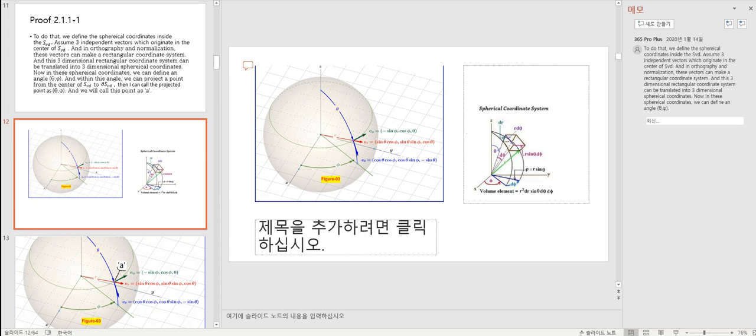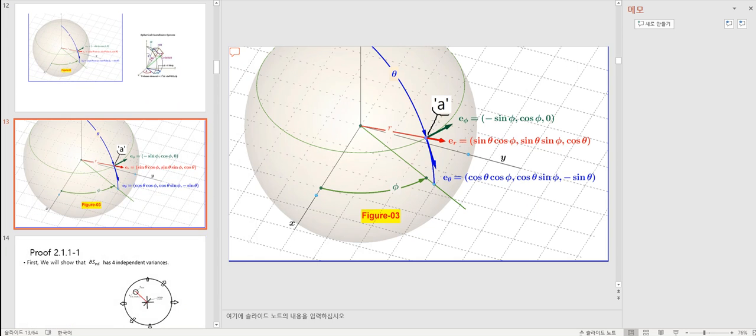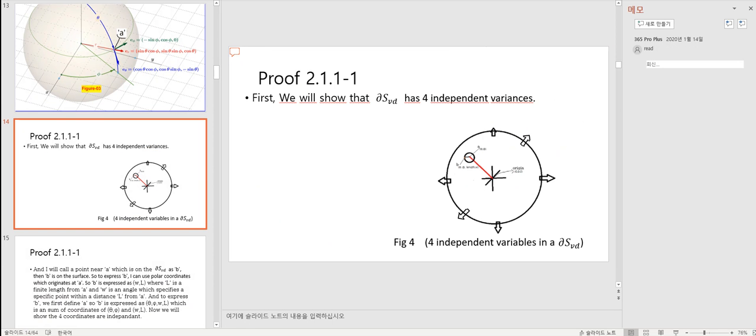Now, in this spherical coordinate, you can define the angles theta and phi. Within these angles, we can project a point from the center of S3D to DS3D. I will call the projected point S(theta, phi), and we will call this point A. First, we will show that DS3D has 4 independent variables.